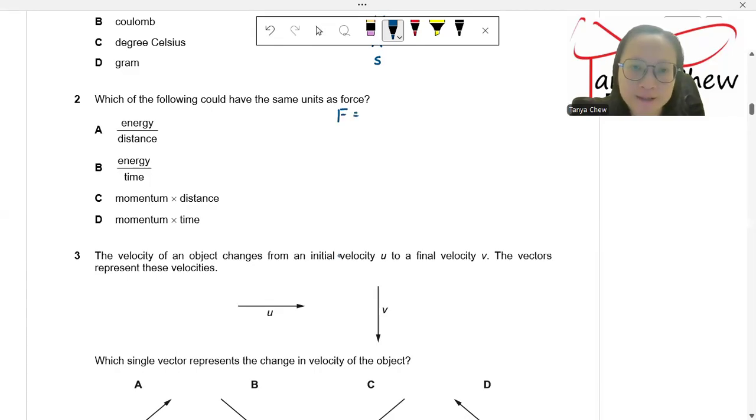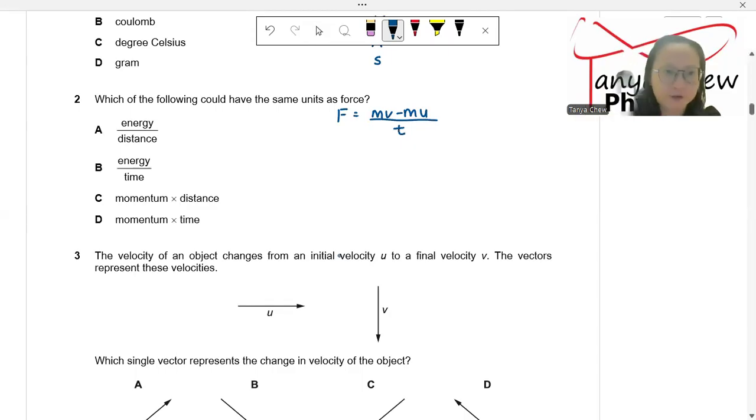Force is defined as the rate of change of momentum. This is how force is defined. Now, I see a lot of energy here. That is why I want to use energy first, because force is definitely not momentum multiplied by distance, and it is not momentum multiplied by time, because force is related to change in momentum. So say no to C or D.